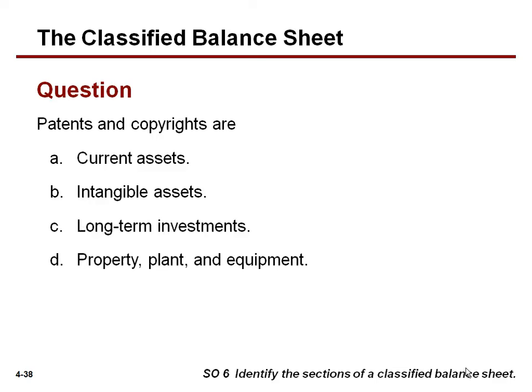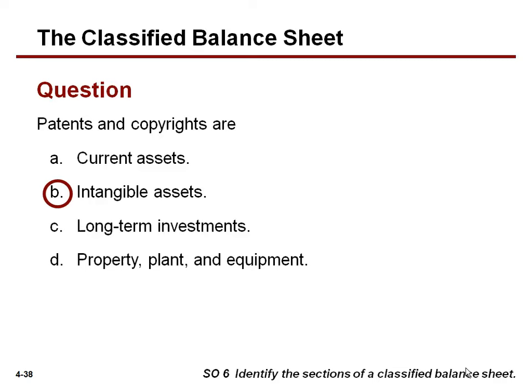Review question. Patents and copyrights are what type of assets? They fall in the category of intangible assets. Of the 4 categories shown here, only current assets are items that represent cash or items we expect to turn into cash or use up within a 12-month period. We'll find that current assets and our next definition of current liabilities are very important to a classified balance sheet.